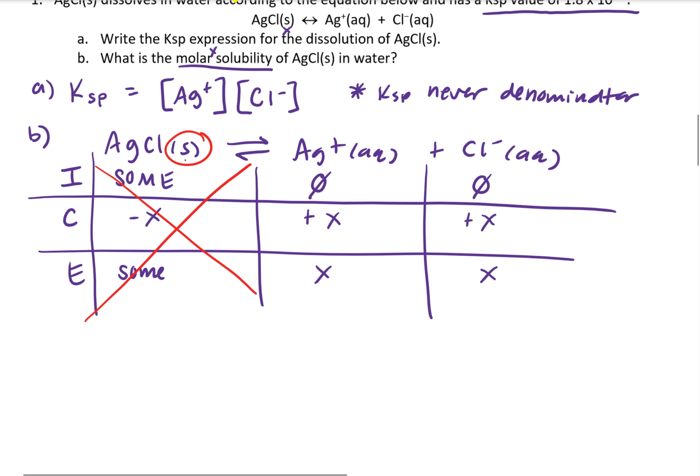So we want to solve for X from this ICE chart because X is going to be molar solubility. Well, I know the Ksp expression from part A reads the equilibrium concentration of silver ion times the equilibrium concentration of the chloride ion. And according to your ICE chart, both of those are X at equilibrium. So we're going to set up our Ksp expression in terms of X. We're going to substitute in X for the silver, substitute in X for the chloride. So Ksp equals X squared.